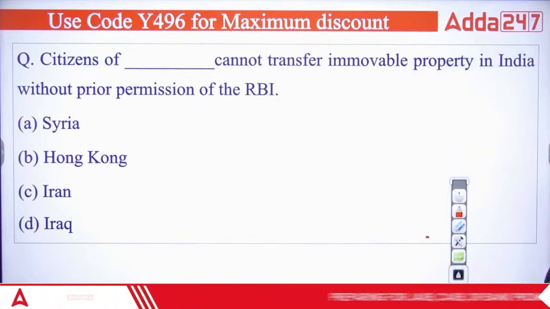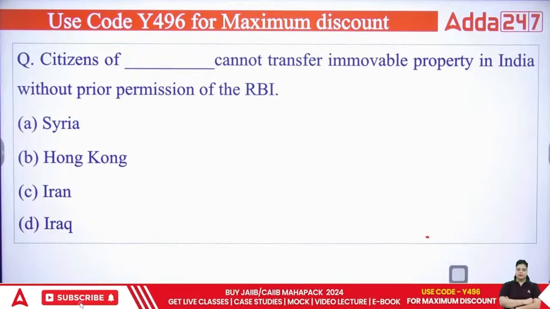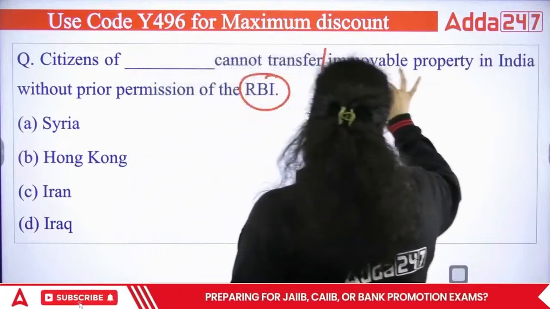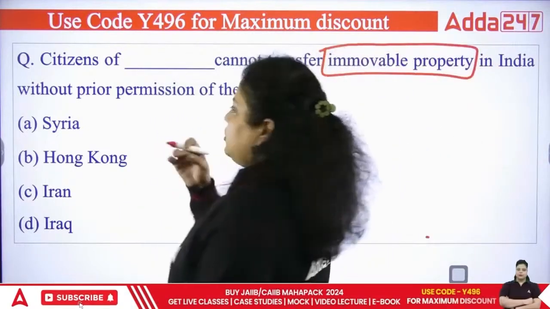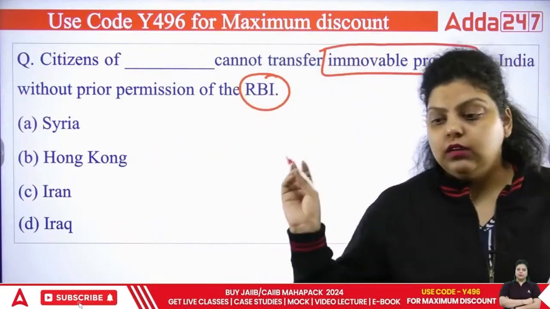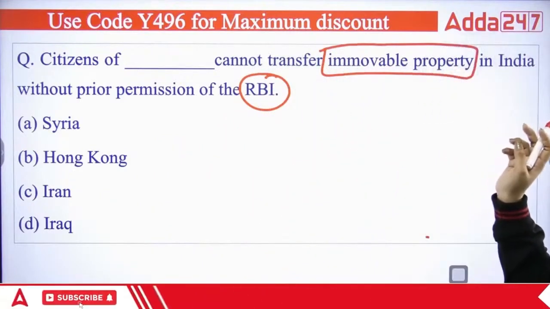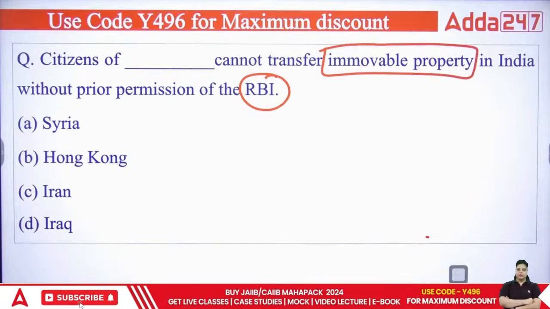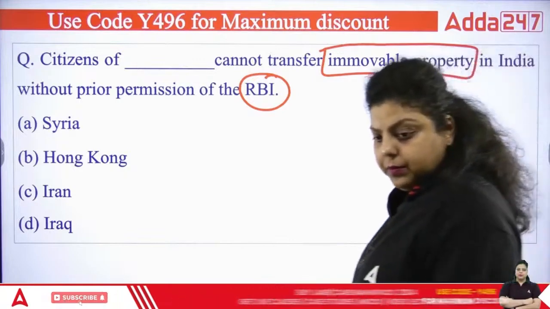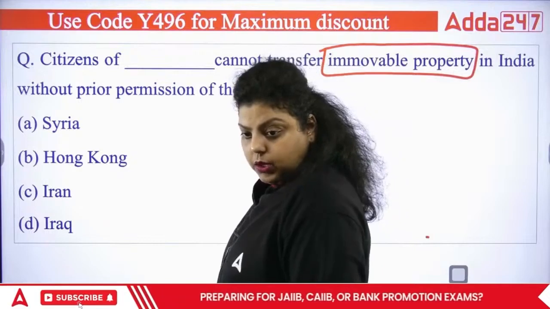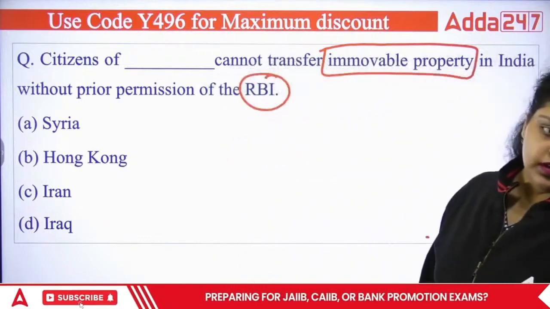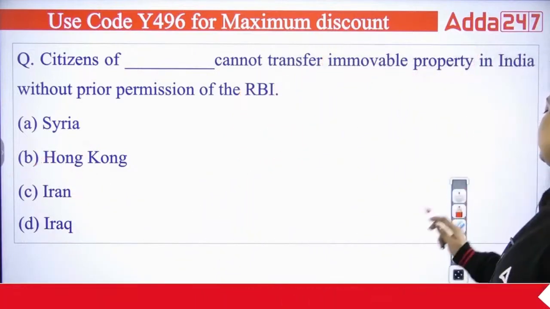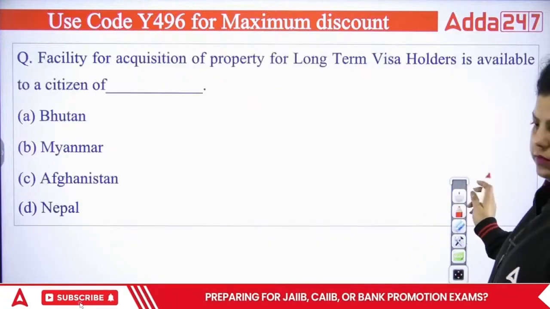Now, citizens of dash cannot transfer immovable property in India without the prior permission of RBI. So if you want to transfer immovable property, it will always be your land. It will be done only when RBI gives permission. For which country? Syria, Hong Kong, Iran or Iraq? So your right answer will be B, Hong Kong. The RBI permission is mandatory there.